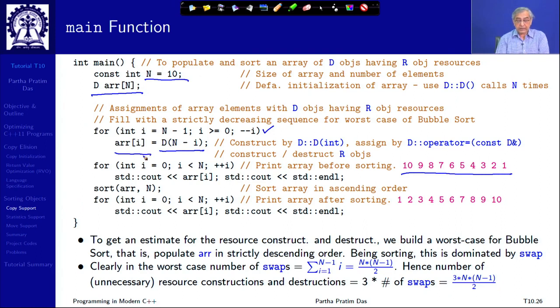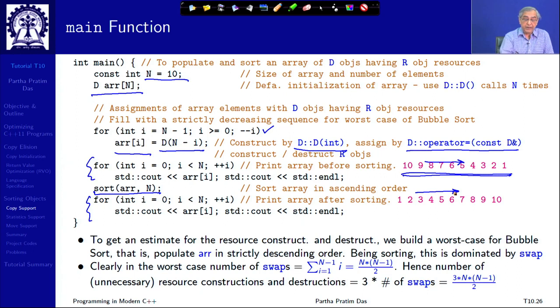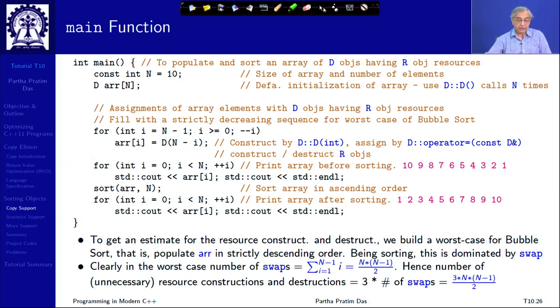Every time I do this, I will construct this D n I by the parameterized constructor. Then I will have to do the assignment using the copy constructor to construct and destruct the R objects as they exist, right. This is just to print the array, so that I can see what is in it. Then I call the templatized sort function, and call the sort output. Now, what does the sort function do? It tries to sort them in the increasing order, but this is strictly in the decreasing order, and I want to make them into increasing order, right. So, I want to do just the opposite. Which means that if I go back to the sort function, it will be easier to see.